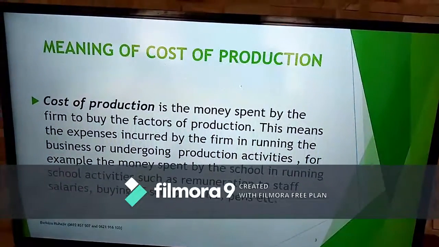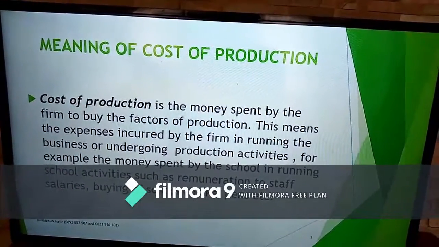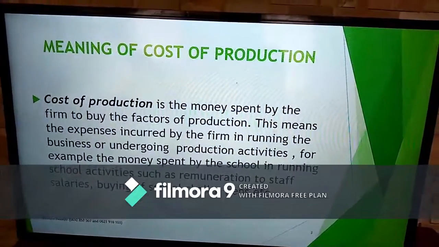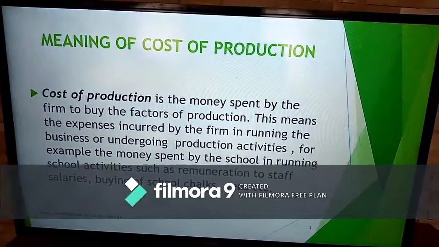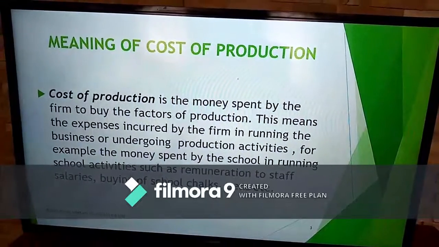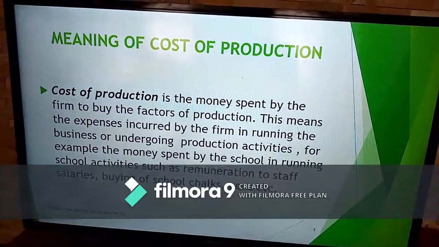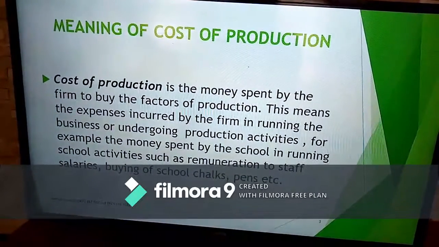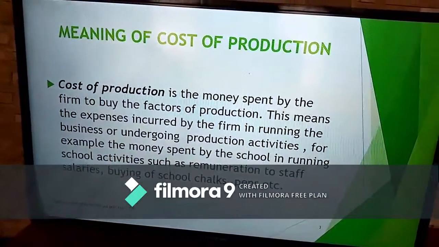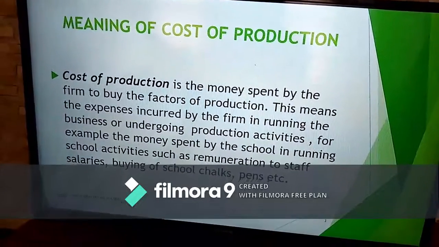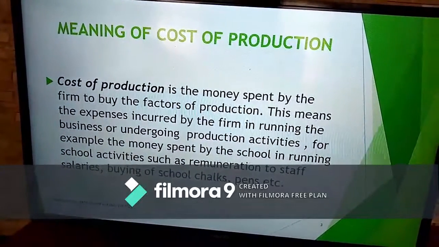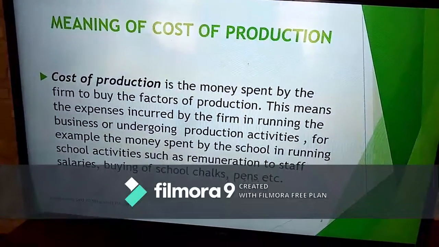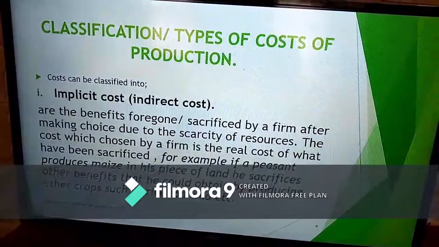Cost of production is the money spent by the firm to buy the factors of production. This means the expenses incurred by the firm in running the business or undergoing production activities. For example, the money which is spent by the school to run different school activities such as remuneration to staff, salaries, buying of school chalks, pens, etc. So that as examples of the costs of production.